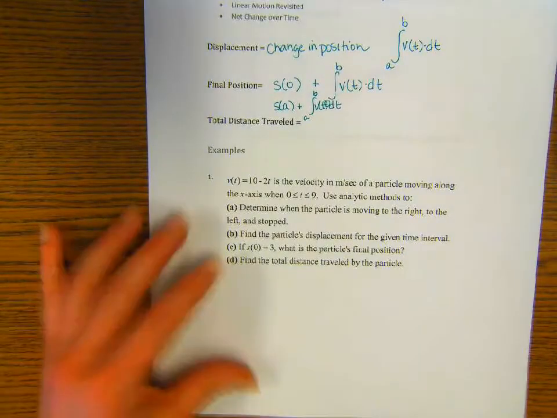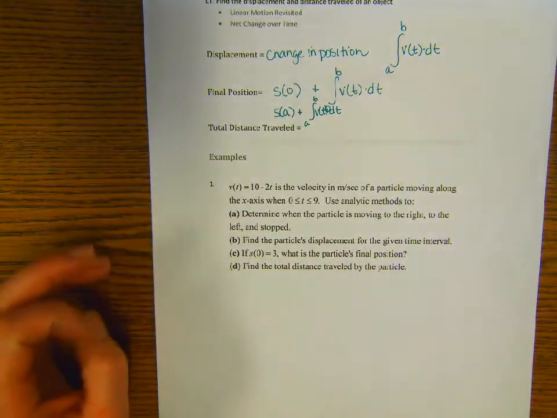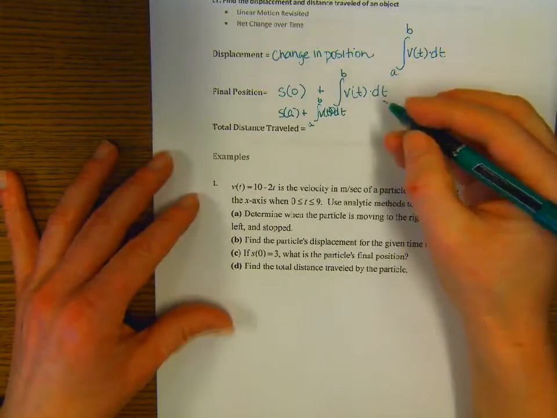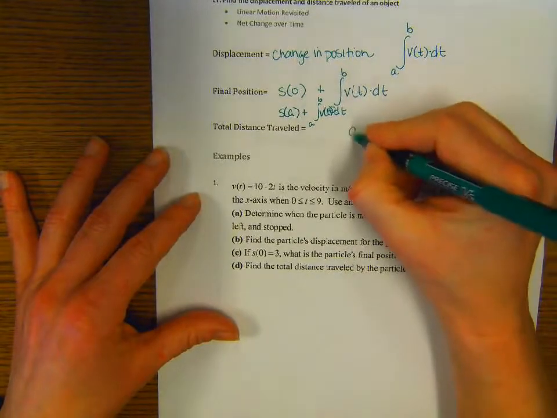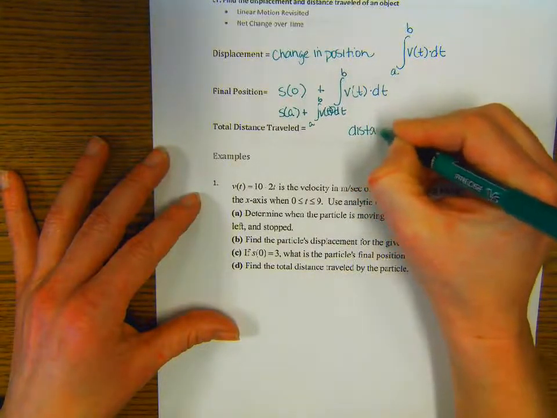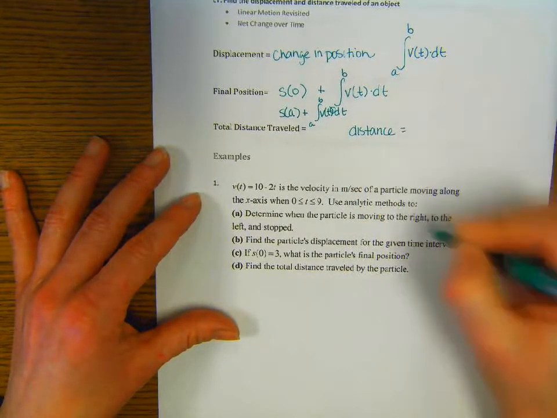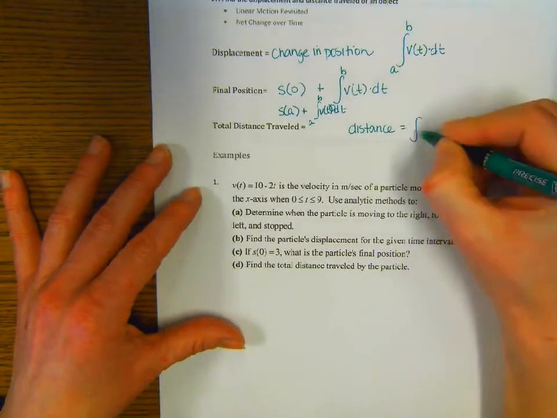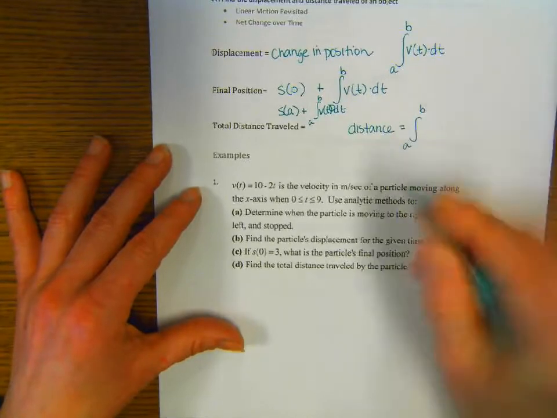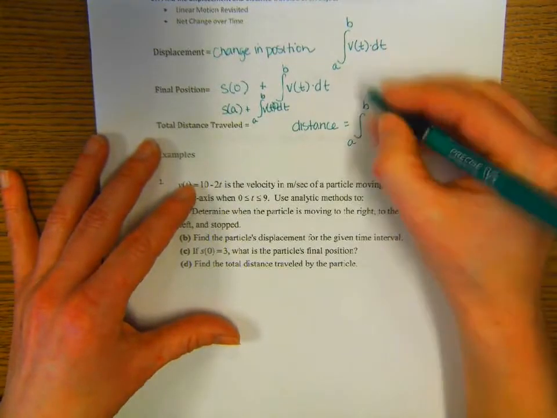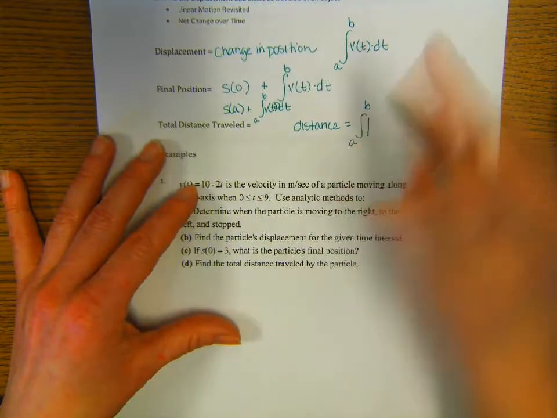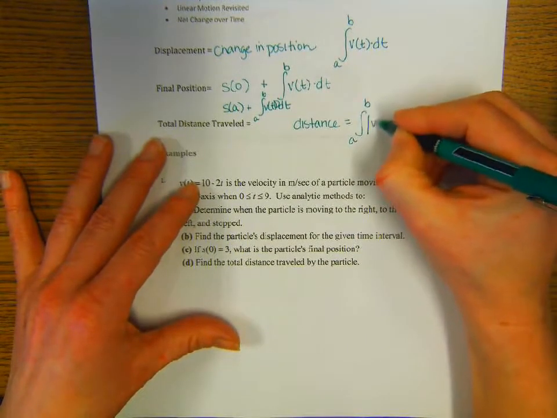To find total distance traveled, that's different. Do you guys remember what we have to do for that? But then, which is the integral, but what if it's negative? Absolute value? Yep, now make sure you put the absolute value in or after the integral. That's important.